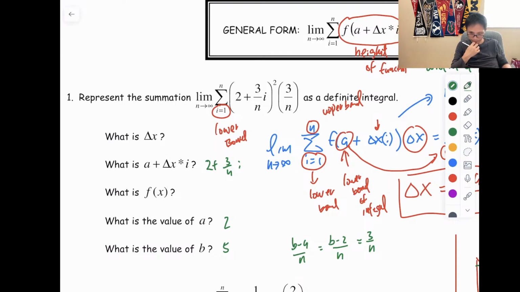How did you get a? a is this part. a is this number. Okay. The delta x is going to be 3 over n.